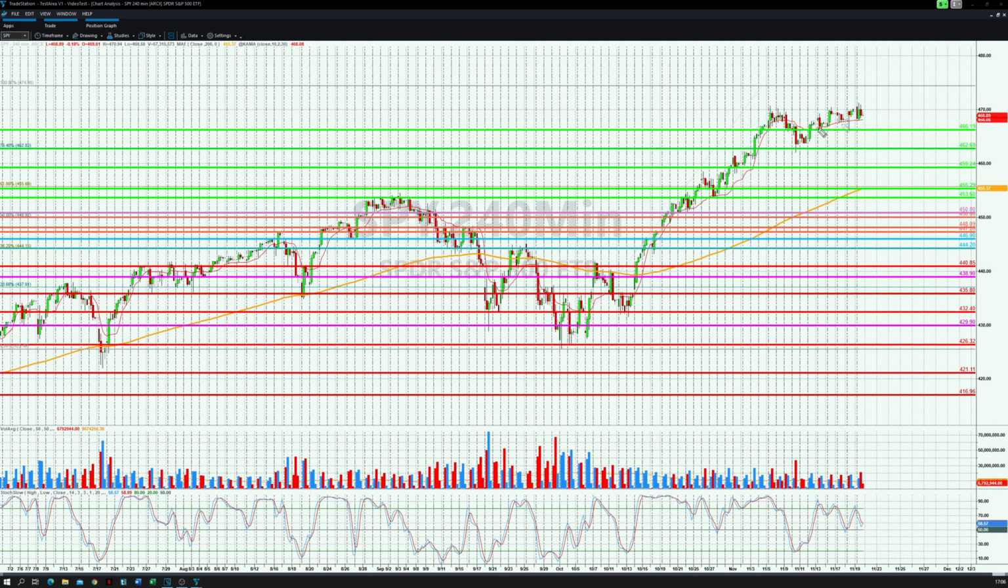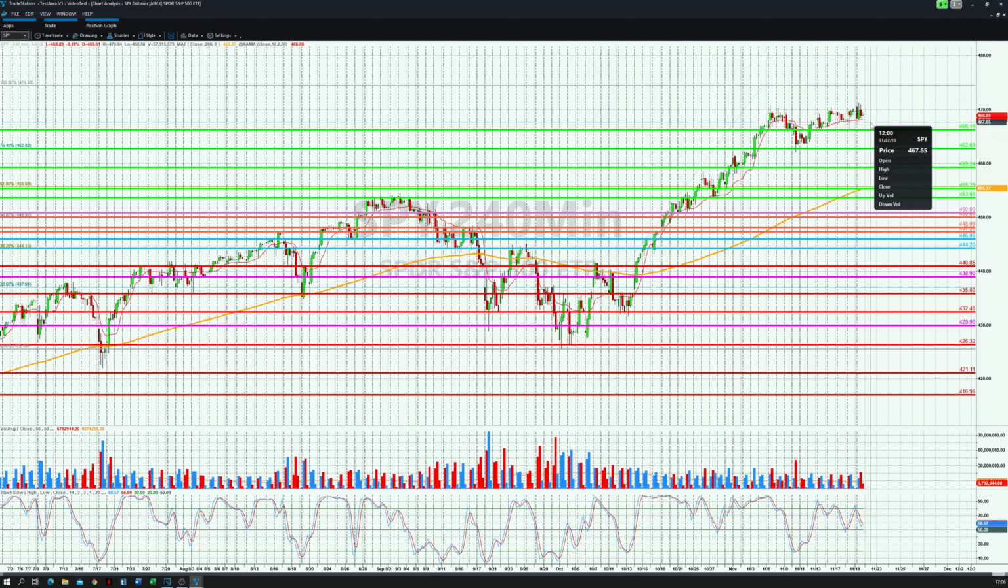So I think, and let's check my algo. My algo is still bullish to the upside, even though we see this break and this attempt to break. It can do another attempt to the 466 area, somewhere like this, and then try to make a final push. So I'm still bullish.